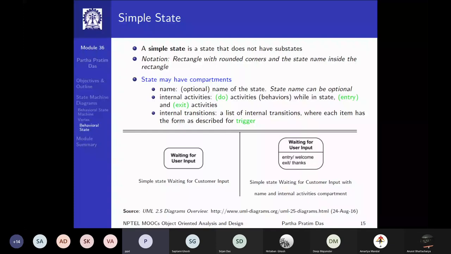So waiting for user input is an entry, and what you do on exit is kind of a thanks, and so on. What you actually do is not shown here. And there could be internal transitions, a list of internal transitions where each item has the form of what we call a trigger. A trigger is basically a transition, but it's a more detailed description of the transition, as we'll see. So this is a simple state.